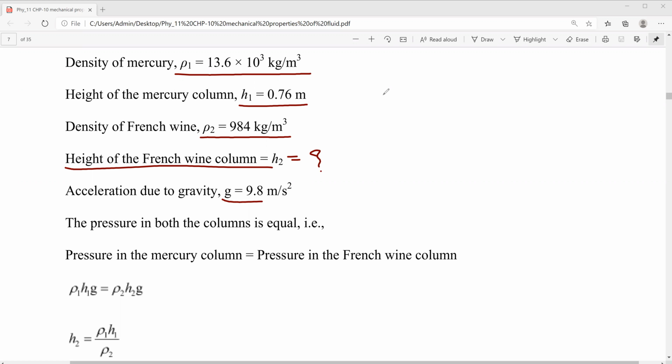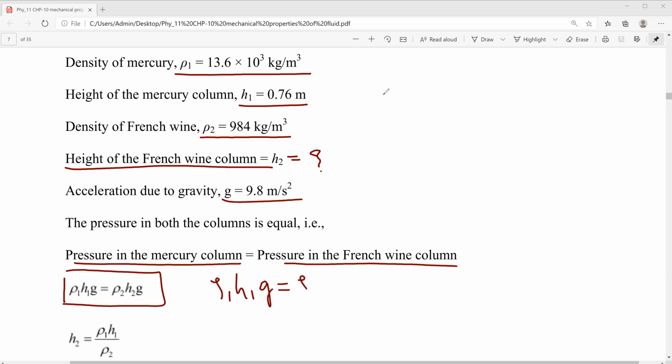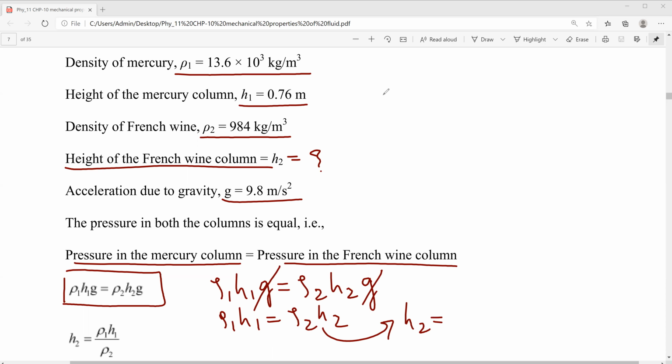So acceleration due to gravity is constant. The pressure in both the columns is equal. Therefore, pressure in mercury column is equal to pressure in French wine column. According to the mathematical formula, it is written as ρ1 H1 g is equal to ρ2 H2 g. In both, g is the same term. So we have ρ1 H1 is equal to ρ2 H2 from this formula. What we have to find is H2. Therefore H2 is equal to ρ1 H1 divided by ρ2.